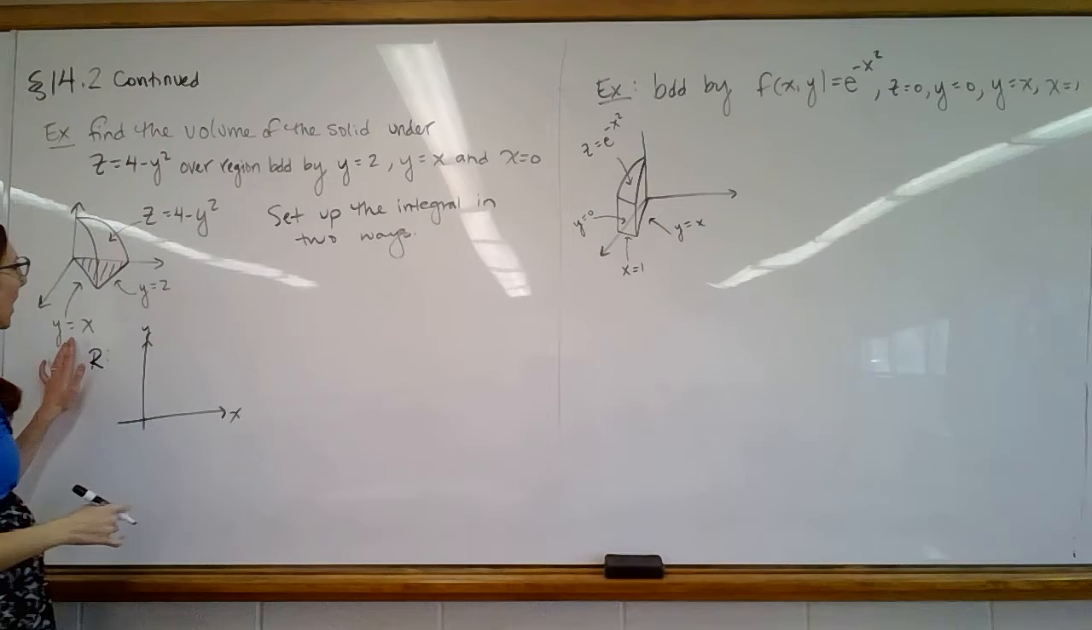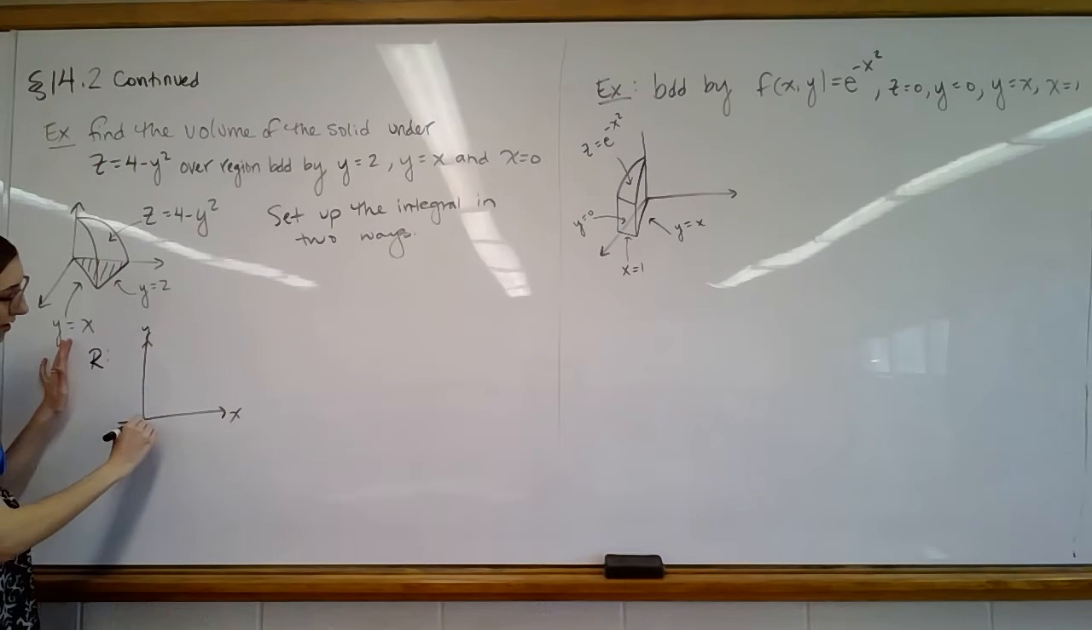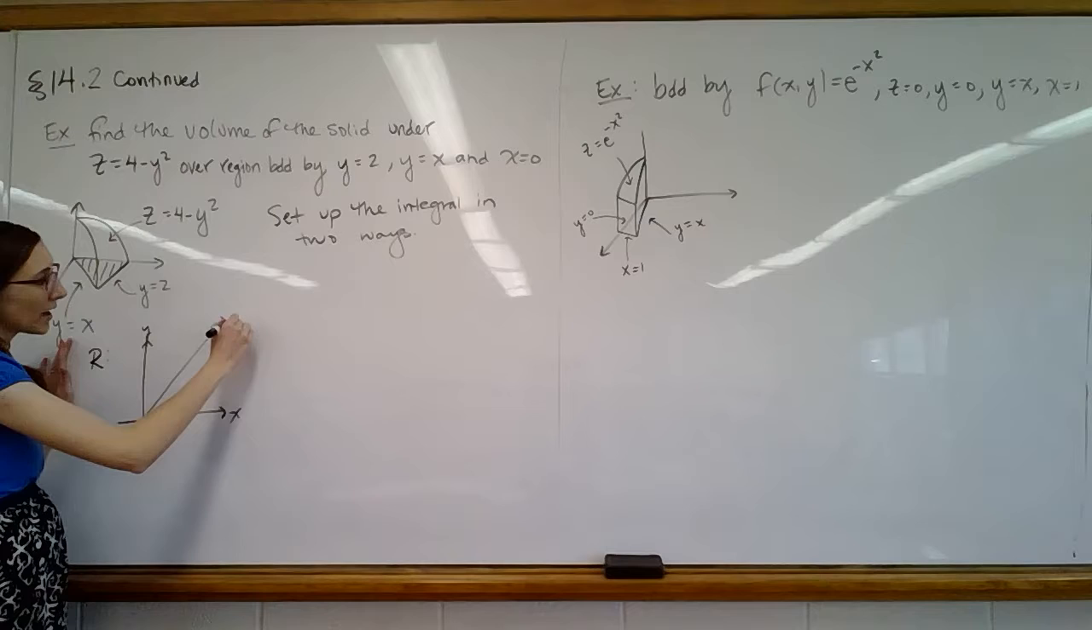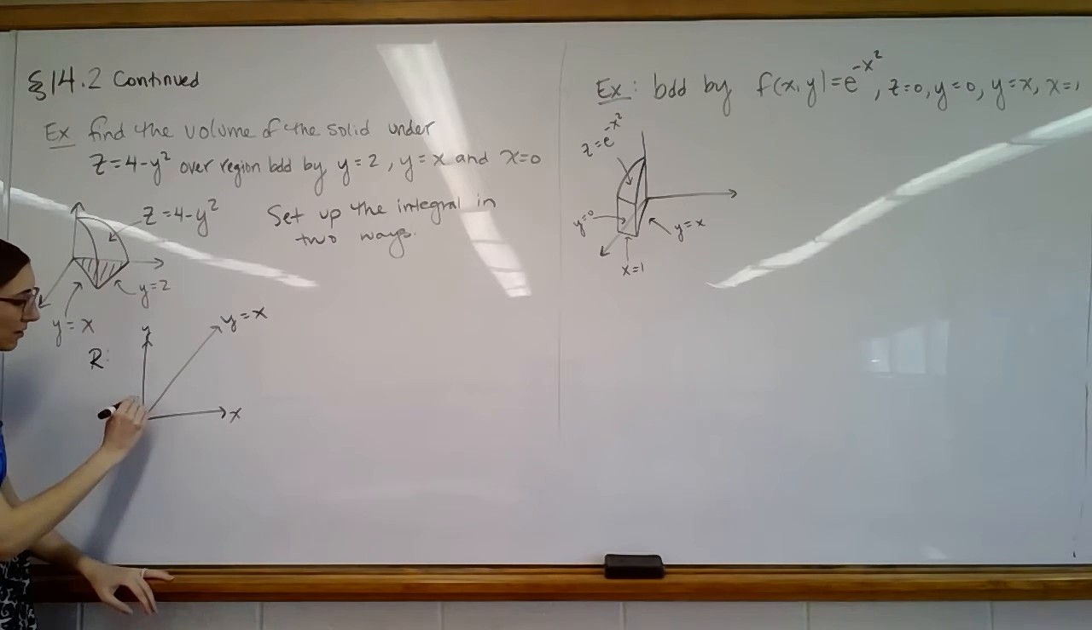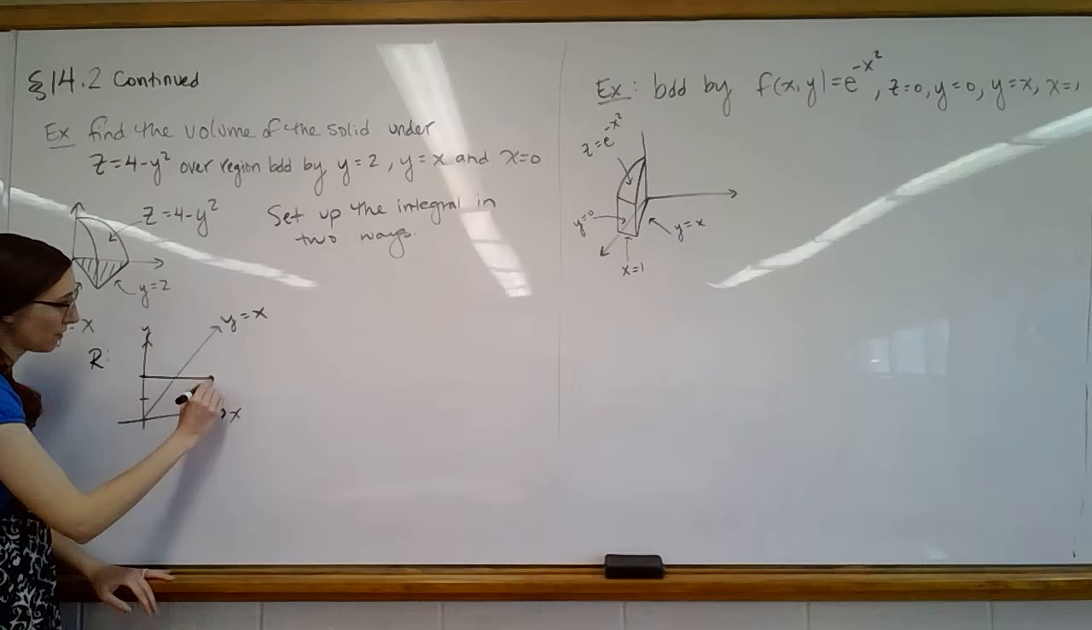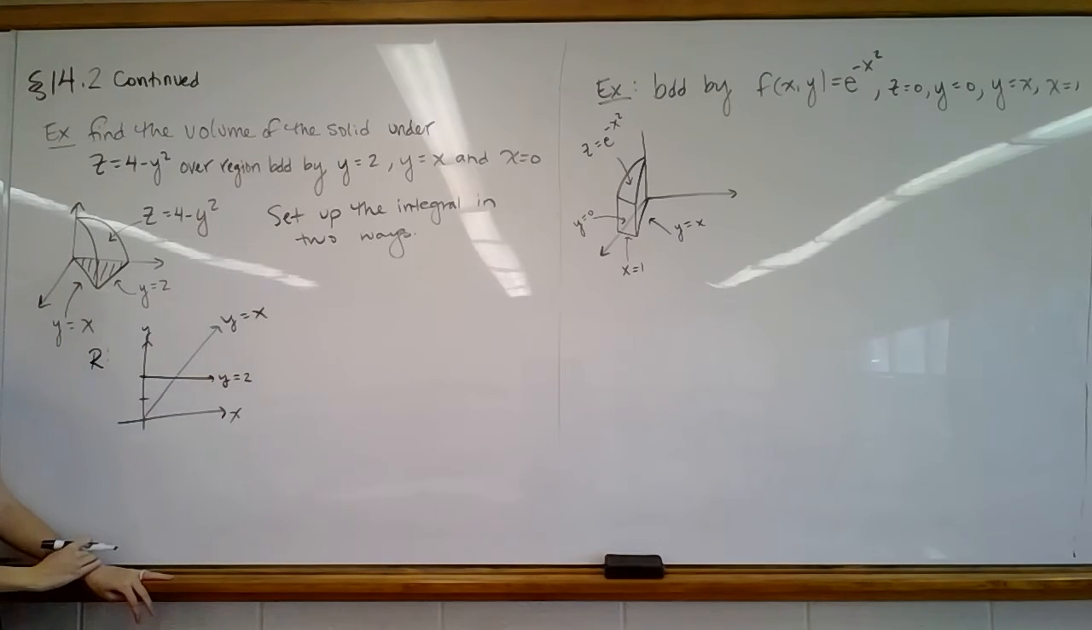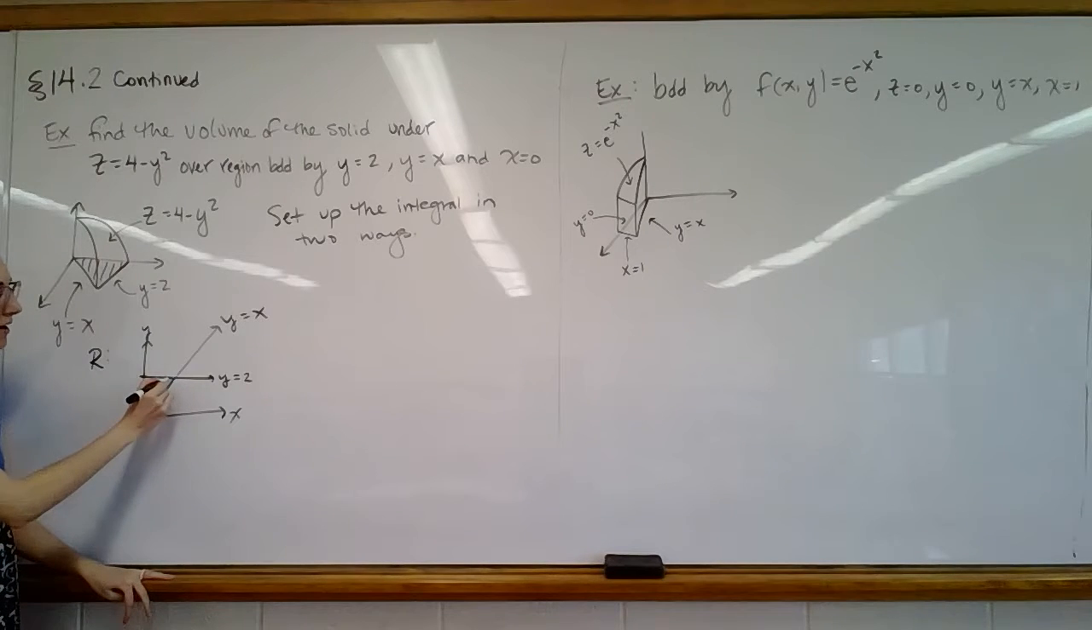So we've got y equals x, so I'm going to literally draw in y equals x, which is a line. We're going to draw in y equals 2, which is a horizontal line. And then we've got x equals 0, which, remember, is really the y-axis. So we need to be bounded by y equals x, y equals 2, and x equals 0. This triangle defines my region R that we wanted.